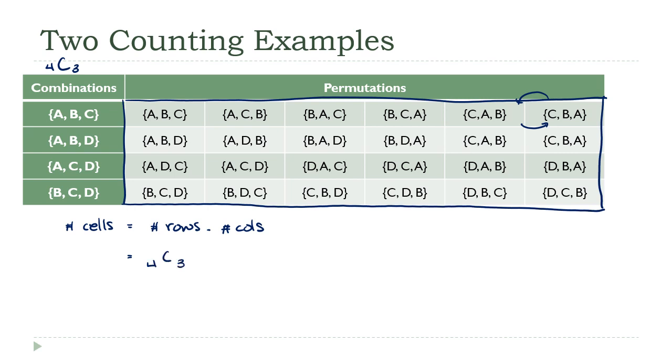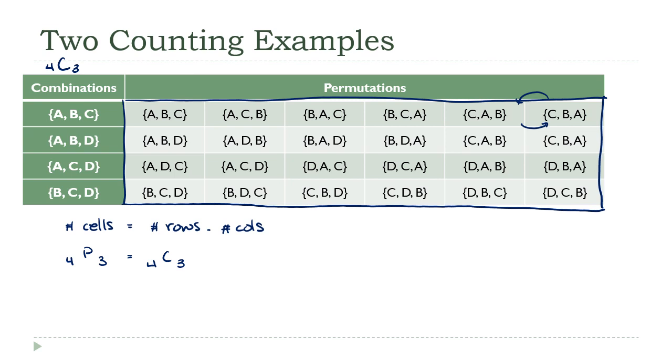The number of cells: how big is this entire grid here? Well, if you look at those things, what we ended up with is a list of all of the 3 permutations of a set of 4 elements. So the number of cells is 4P3.